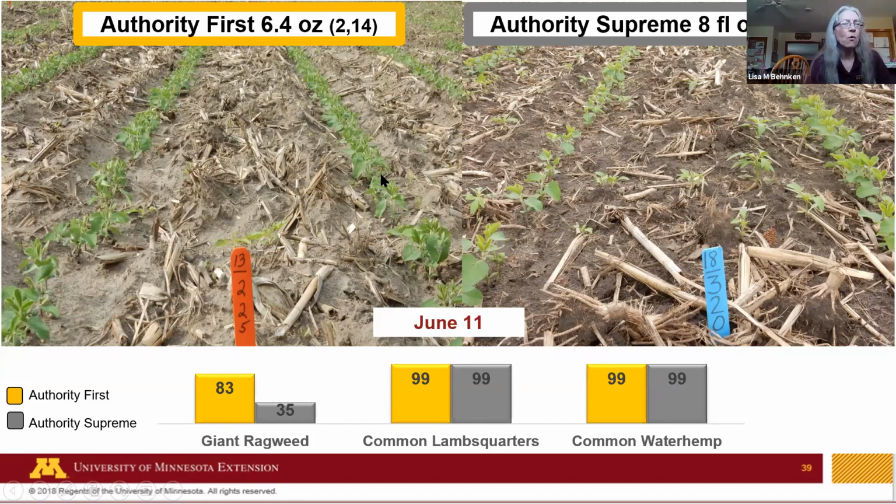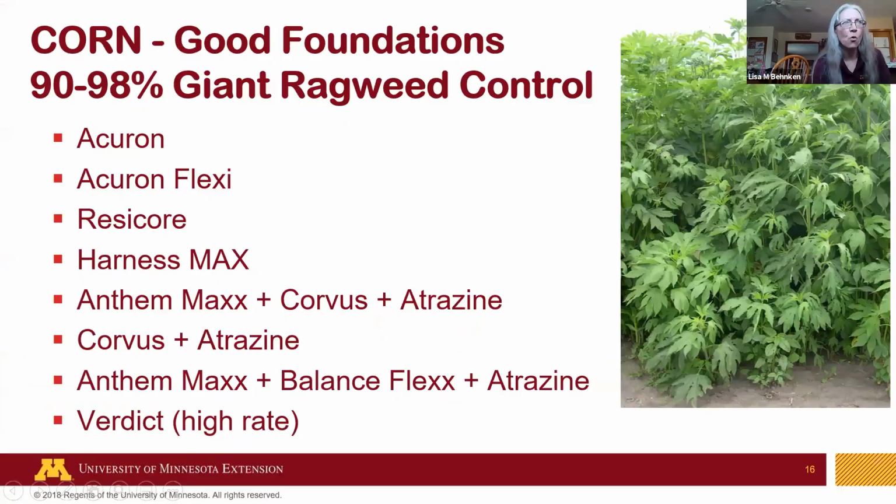So if we lump a whole group of herbicides together in corn, what are my good foundations? I'm starting with giant ragweed because that is usually our most difficult one as we get going in the spring. So you've got Acuron, Flexi, Resicor, Harness Max. You can see the group. In Iowa, you can use Corvus. You've got Balance Flex. So there are some great programs there for corn. And Verdict. With some of these we can see a difference between a low rate and a high rate. The high rate will give us better control as far as that pre-emergence program. So a lot of choices can be made to get us going with corn.